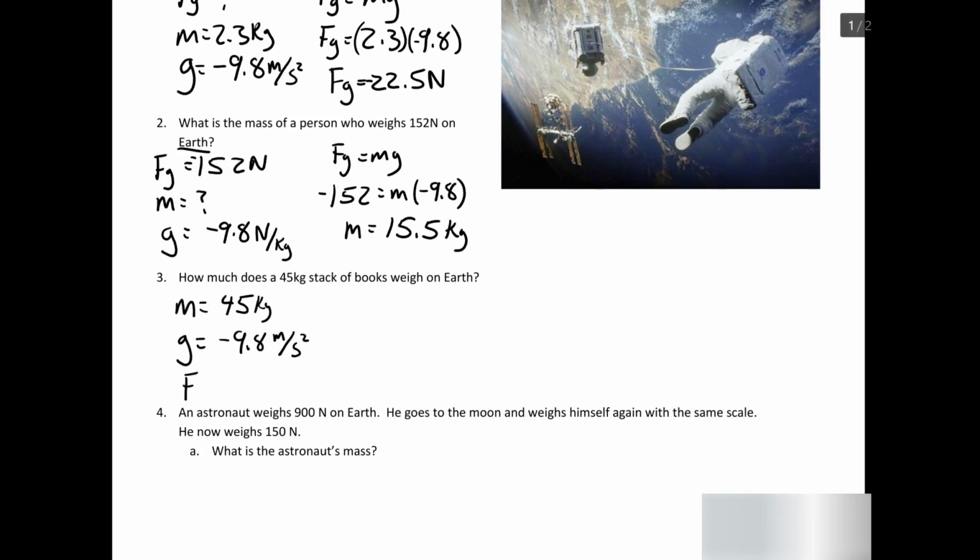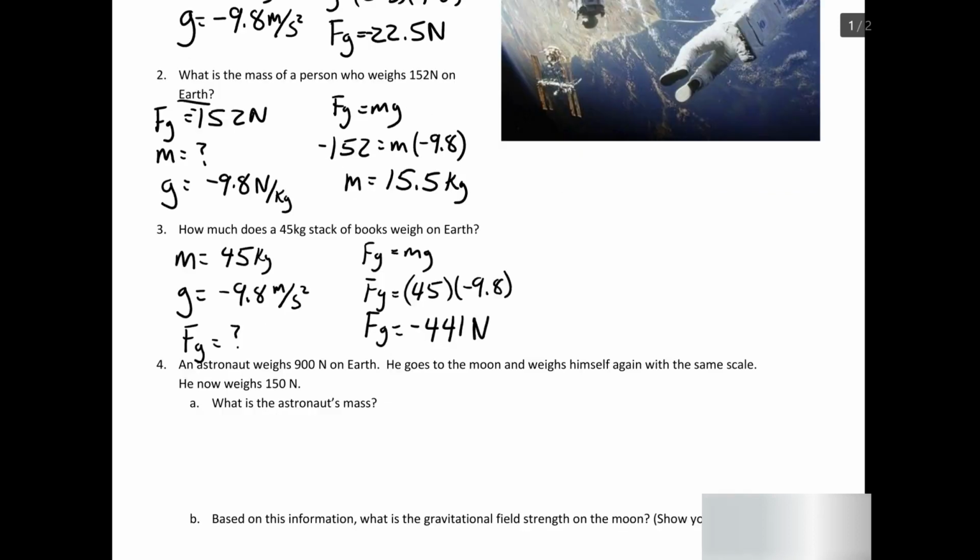They're looking for the weight, so they're looking for the force due to gravity. Fg is equal to mg. Fg is equal to 45 times negative 9.8, and Fg is equal to negative 441 newtons. Moving right along.